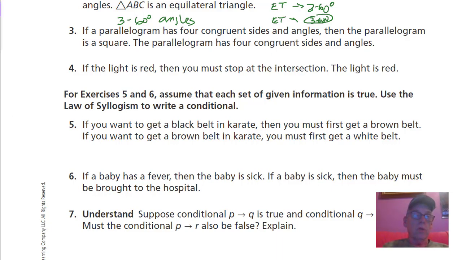So let's do the symbols that go with that. So 4 congruent sides and angles makes it a square, SQ. This parallelogram that they're talking about has 4 congruent sides and angles. Therefore, what do we know? It must be a square.